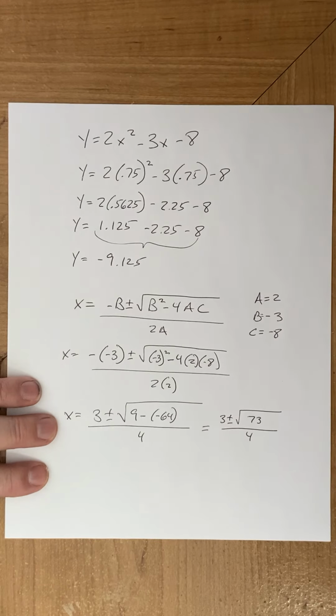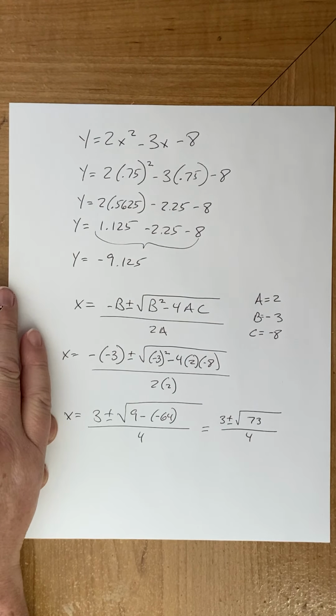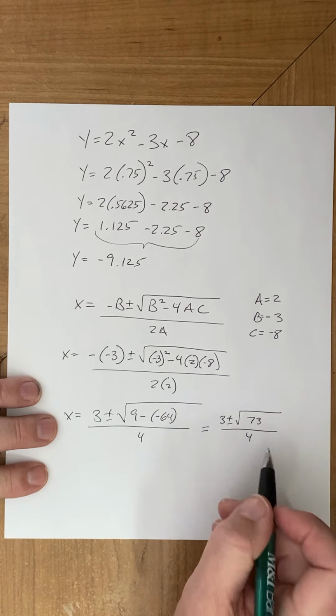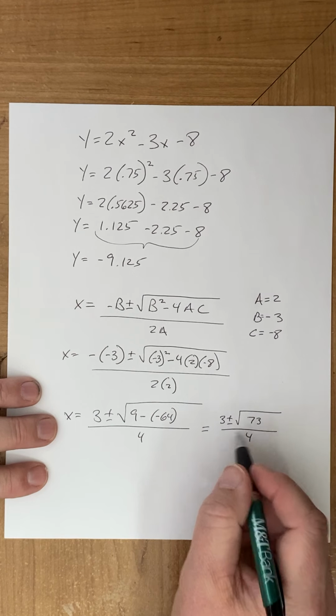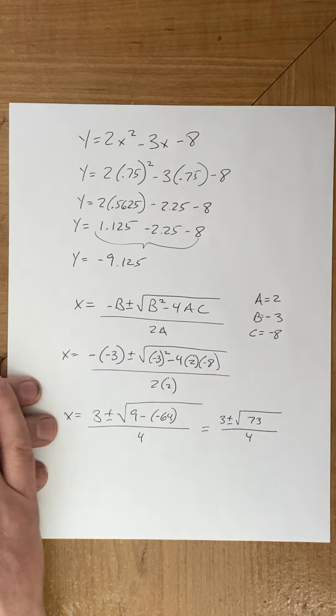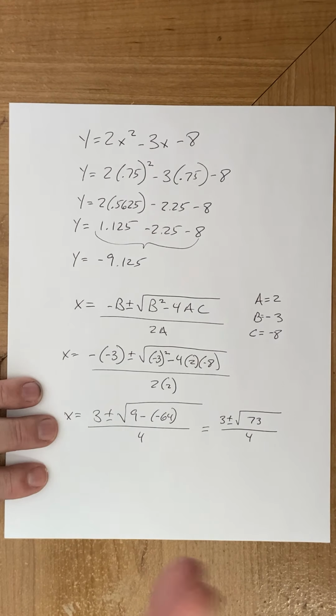All right. At this point right here, because this didn't come out evenly, they might just say stop. Say this is your zeros right here. Your zeros are, or x equals 3 plus or minus the square root of 73, all divided by 4. What the heck does that mean? Does that give me an idea of what number that is? No. So I'm going to approximate. This is not the actual answer. This is going to be about.